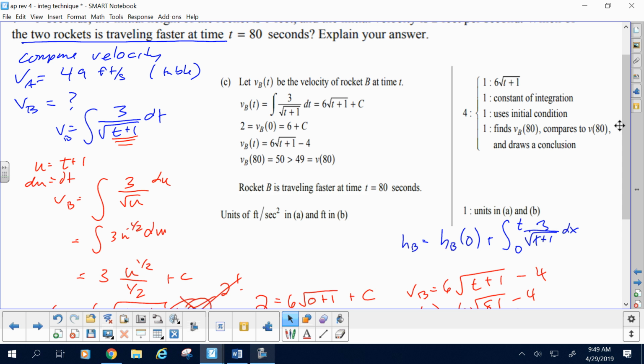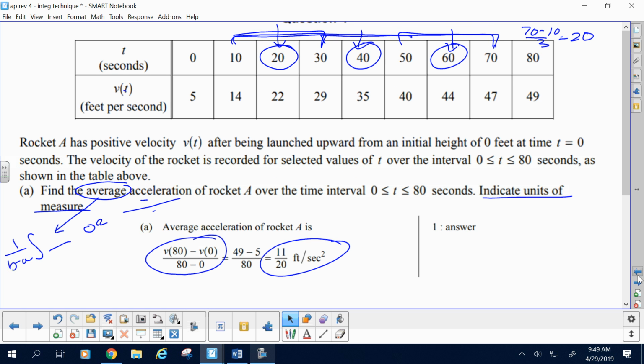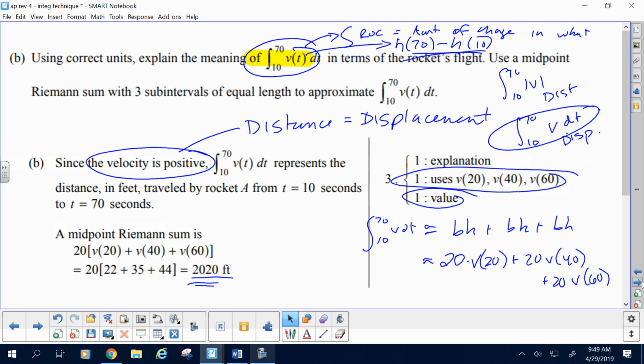I guess, sorry, I misled you. When I said the answer to 1 had to have units, it didn't. If you had 11/20ths, you were good for part A. There was a units part at the back end. It said to have units in A and B. So if in part A you had feet per second squared, and in part B you had 2,020 feet, then you are good to go. Okay? I didn't say that well.